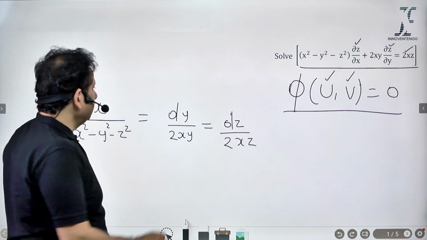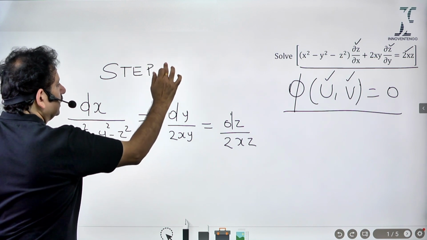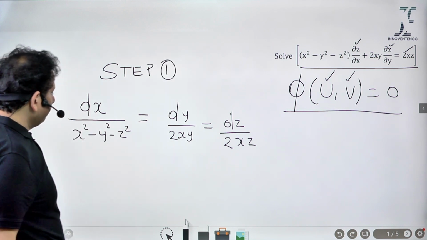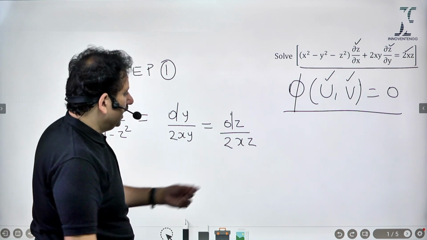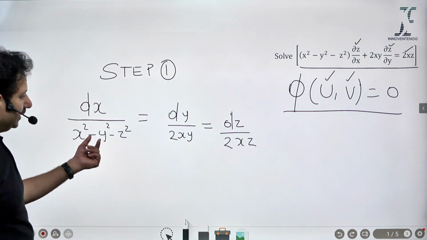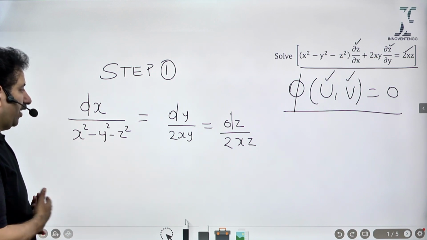This is step number 1. Any problem given, this is invariably the procedure. First identify your coefficient of p, coefficient of q, and then the r. So these three ratios have to be written down. So this is step number 1.